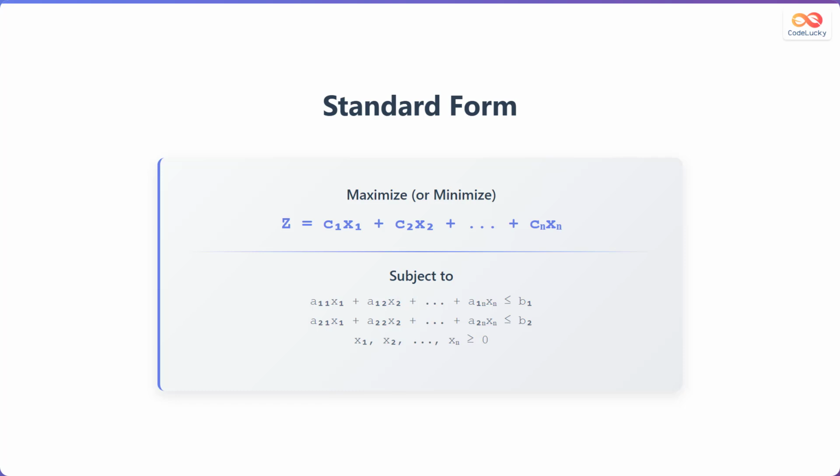The first constraint is a11 times x1 plus a12 times x2, and so on up to a1n times xn, which is less than or equal to b1. The second constraint is a21 times x1 plus a22 times x2, and so on up to a2n times xn, which is less than or equal to b2. Additionally, we have non-negativity constraints, which means x1, x2, and so on up to xn are greater than or equal to 0.